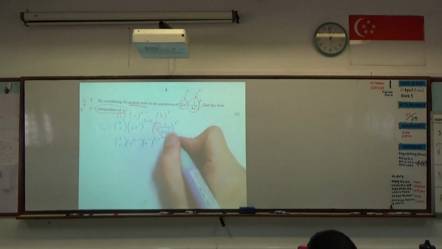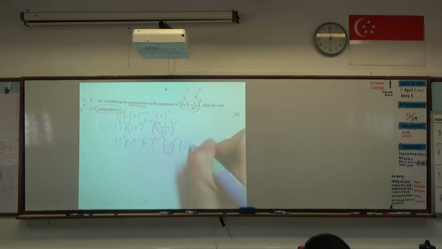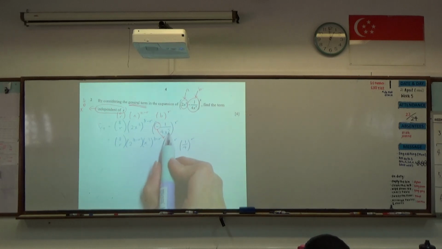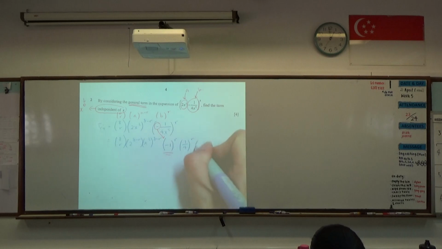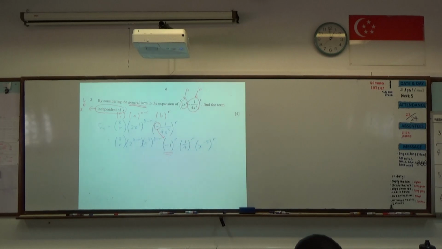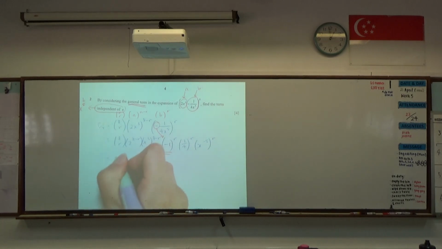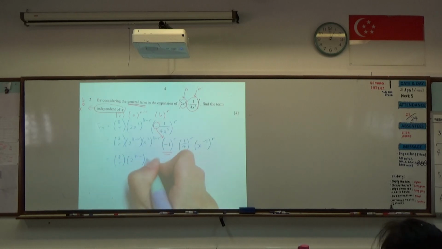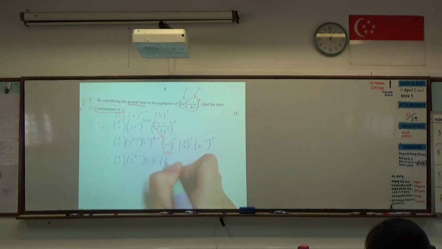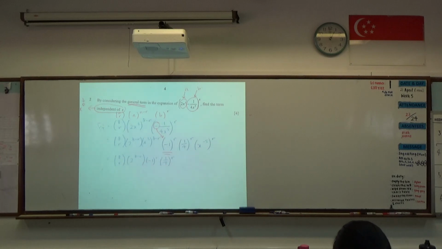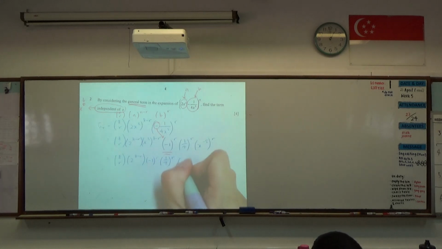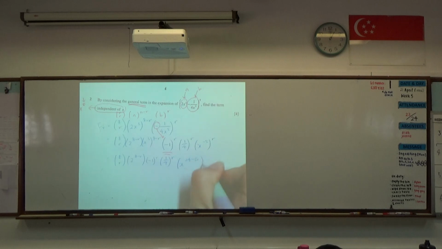Then we have 1 over 4 to the power of r. x to the power of 5 is in the denominator, that gives us x to the power negative 5, to the power of r. So now put things together where they belong: 2 to the power 8 minus r, negative 1 to the power of r, 1 quarter to the power of r. So all the numbers together, and the x you put together. This one can simplify: x to the power 24 minus 3r, this is x to the power negative 5r.